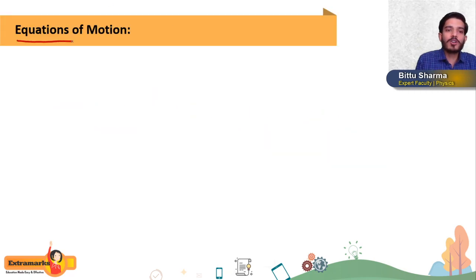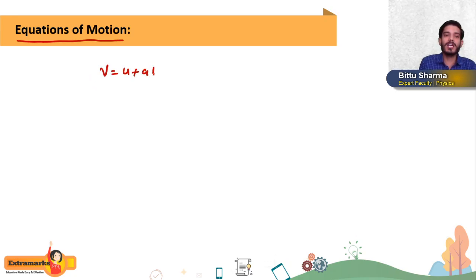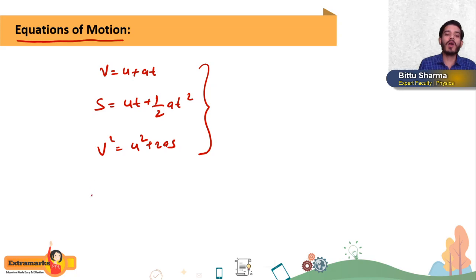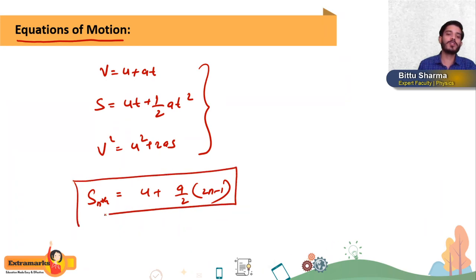Next, students, equations of motion, which we know very well. We have a total of 4 equations of motion: v is equal to u plus at, s is equal to ut plus 1 by 2 at square, v square is equal to u square plus 2as. These are 3 basic equations of motion, but one more, if you want to calculate the distance covered by a body in nth second, will be u plus a by 2 into 2n minus 1. This is the 4th equation, which we use only to calculate the distance covered by a body in nth second.